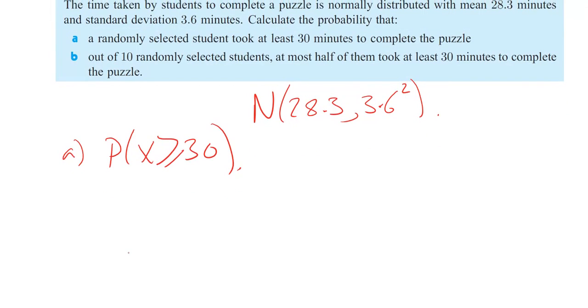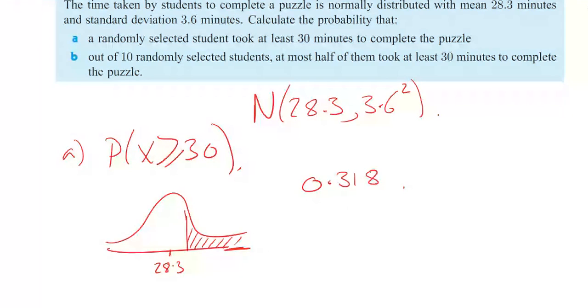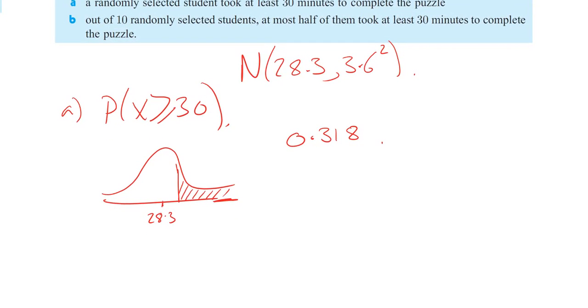So if I was drawing this out again, I would have my 28.3 in the middle. So this time when I press the buttons, I should be expecting an outcome that is less than 0.5. Okay, so we've got our mean and standard deviation, we've got our lower boundary, which is 30, our upper boundary is 9999999. We press the normal CDF button and type it all in, and we get an answer of 0.318.